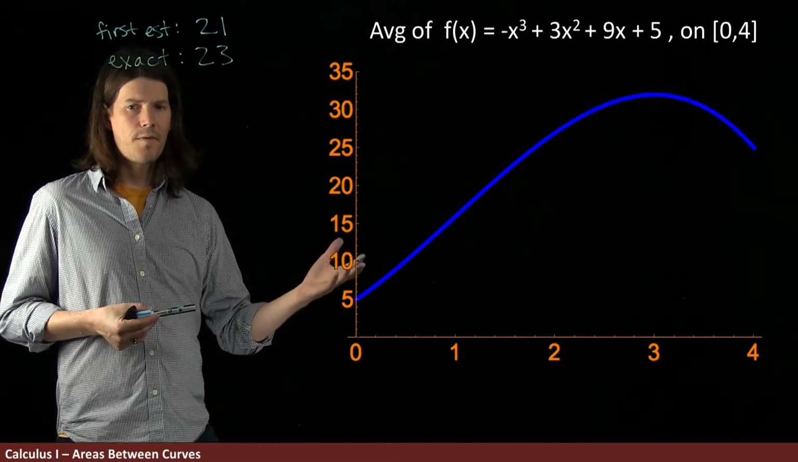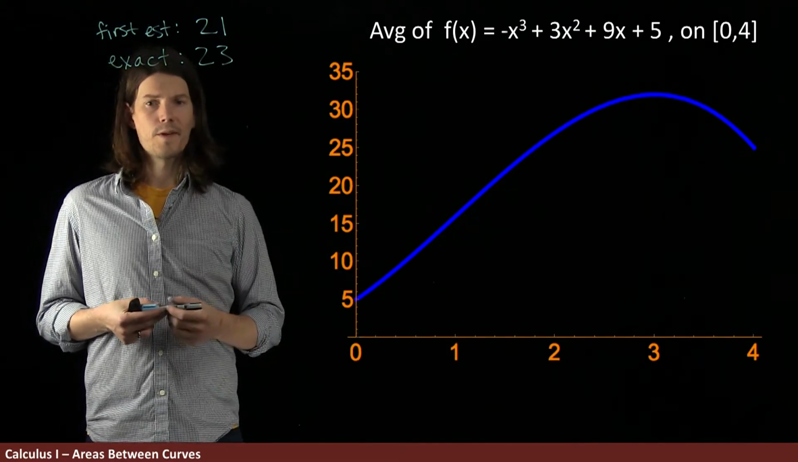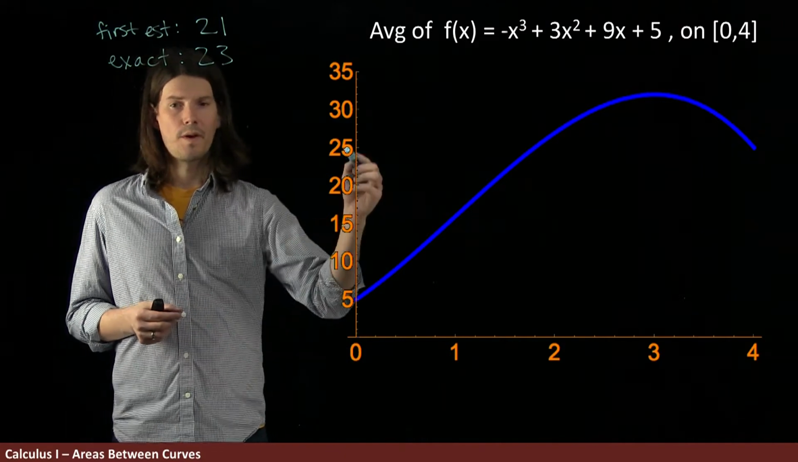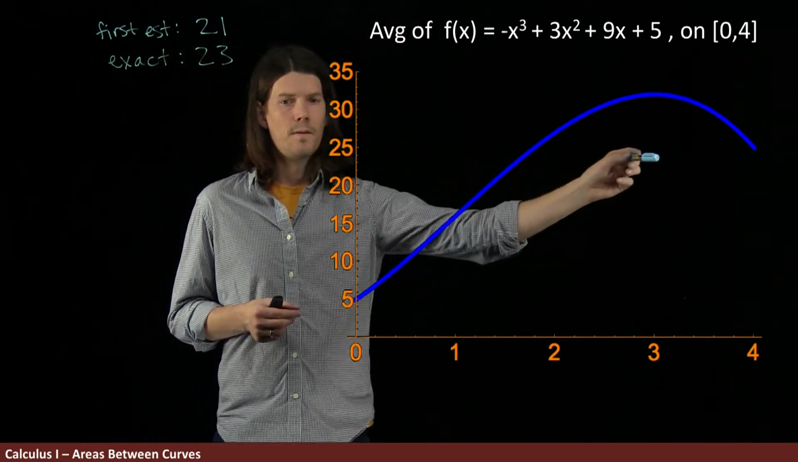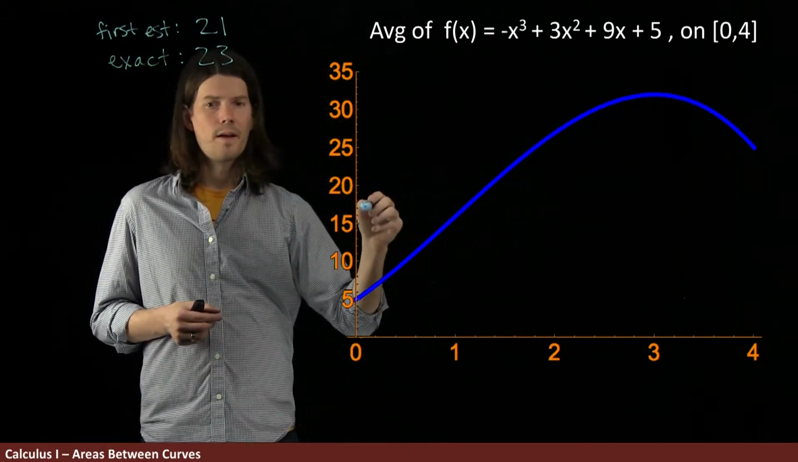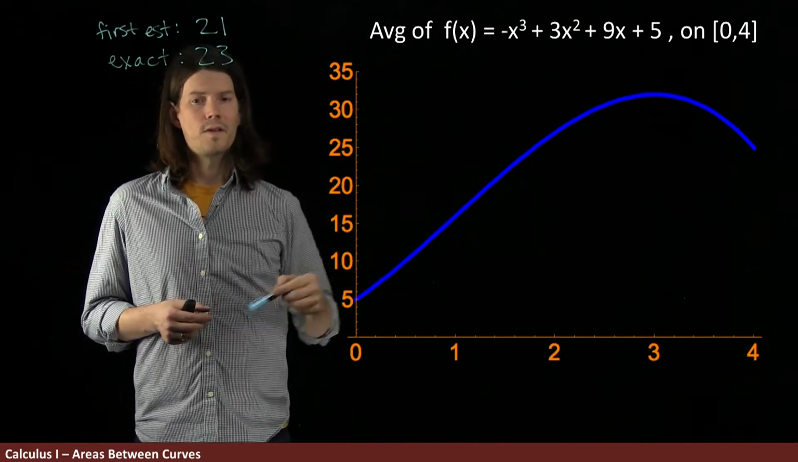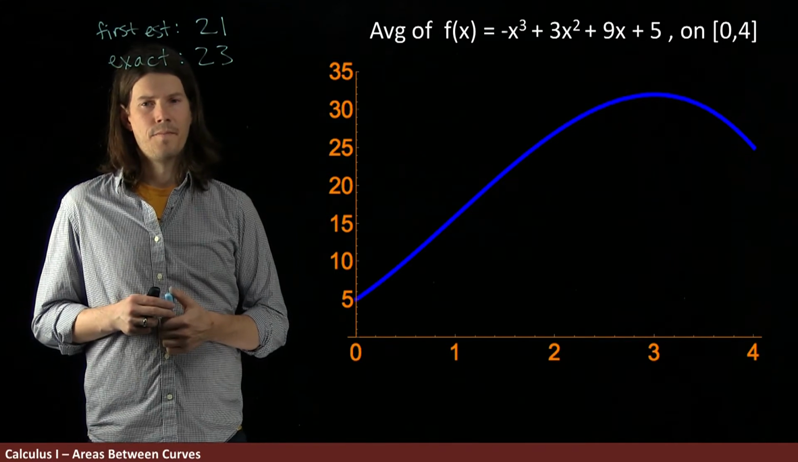So again, we see our graph here over the interval 0 to 4. Here's that third-degree polynomial, the part of it that we're interested in. We found the exact average value is 23. So if we were to look at 23 and take this across, the area above would equal the area below. The average value is 23. Not far off from the 21 that we found with our first estimate.